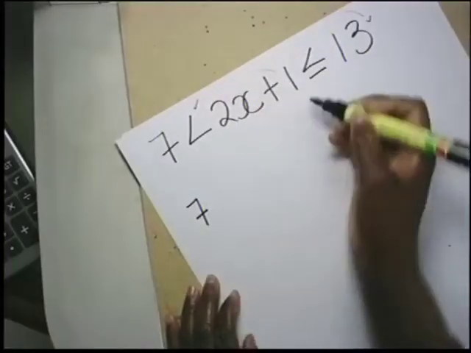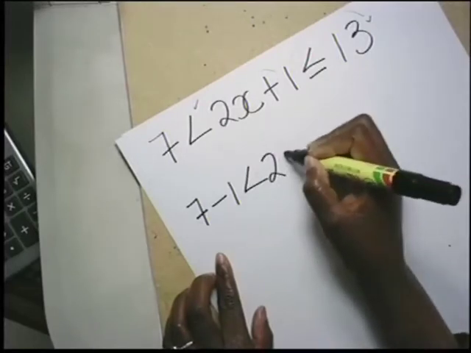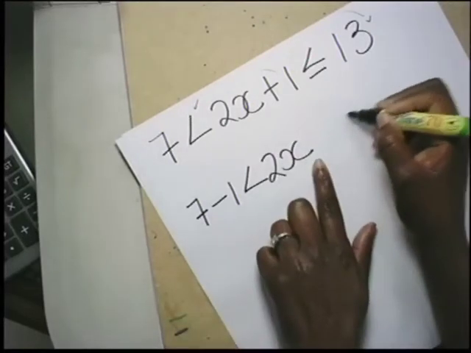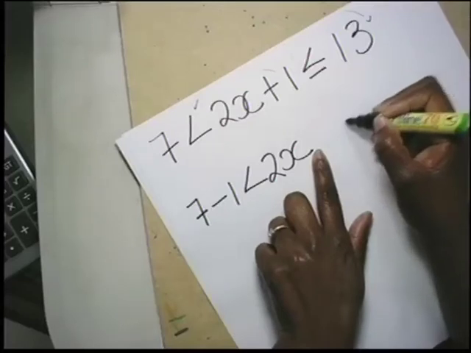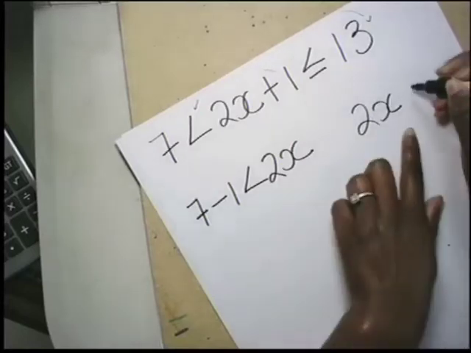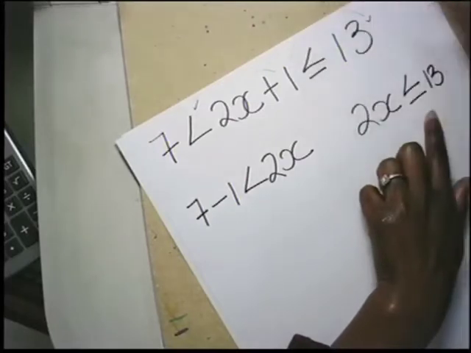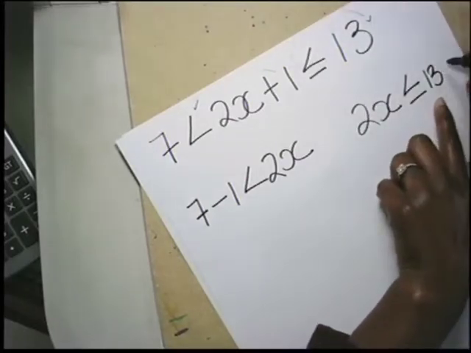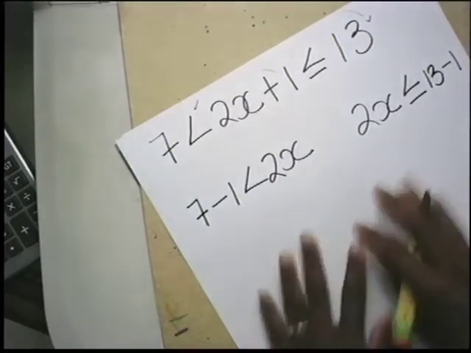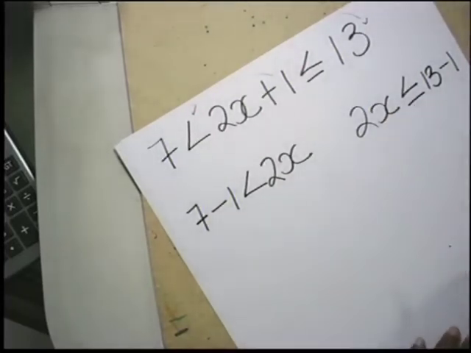So then on this side we have 7. If we move 1 on this side, it's minus 1, and then smaller than 2x. And then there we can make also 2x, and then smaller than or equal to 13. And then you take 1 on that side, it will make us minus 1. So then we have two different inequalities here. Then we have to solve this one and solve this one again.